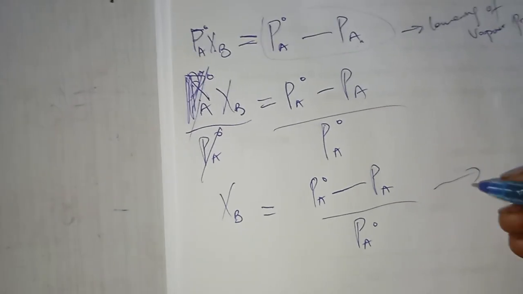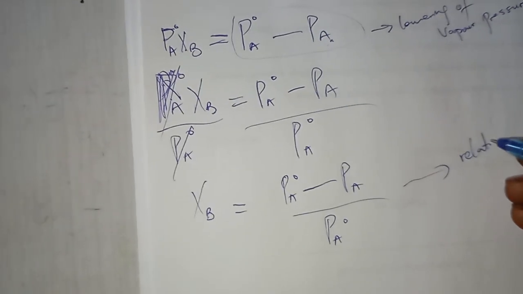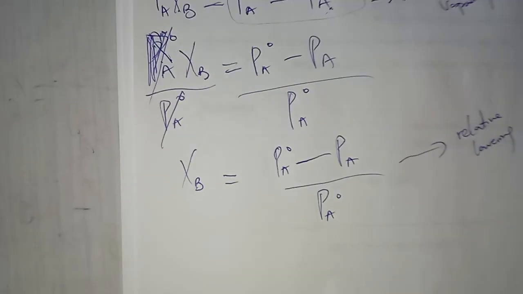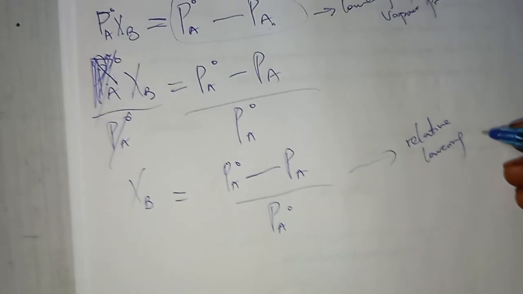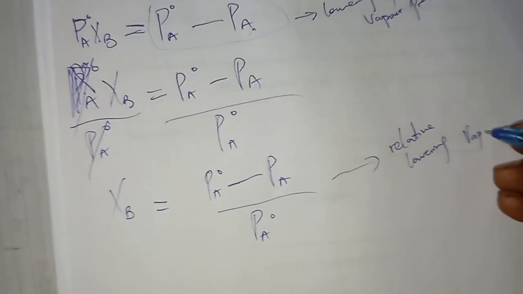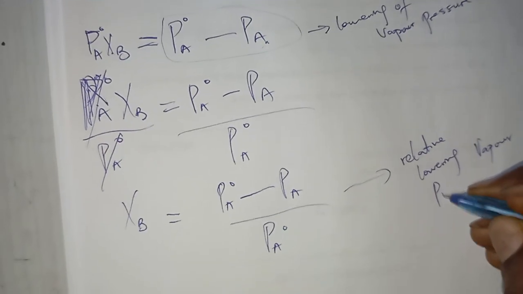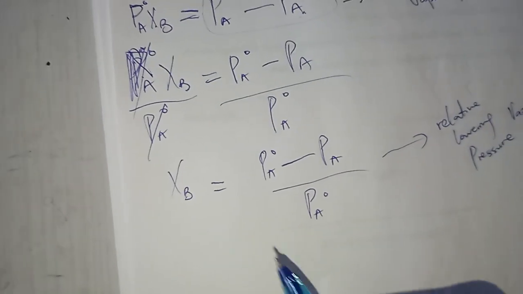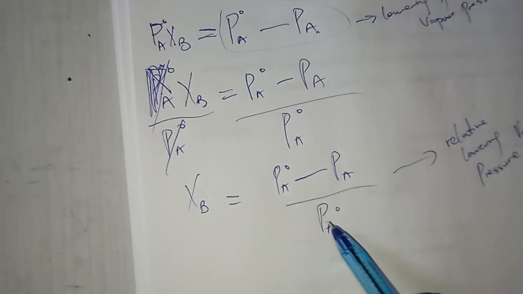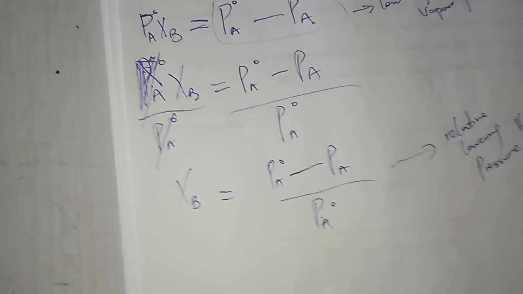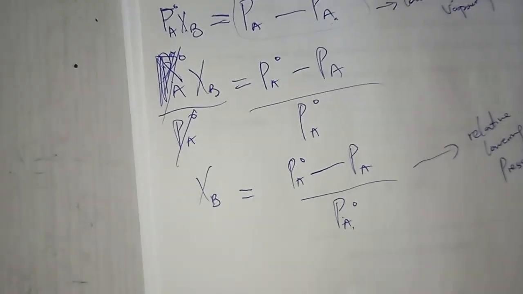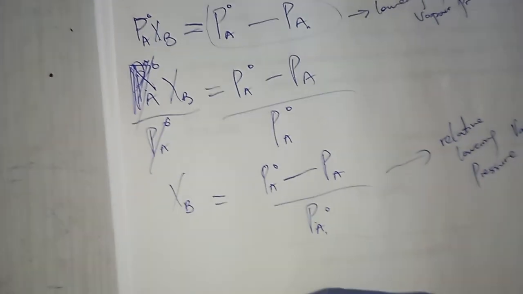And what you have here is what we call relative lowering of vapor pressure, and it's a colligative property. It's one of the colligative properties, lowering of vapor pressure. So this is what we call relative lowering of vapor pressure. Even if I don't use A and just use P naught and P, you still get the same result. It's the same thing as the answer to your assignment question.